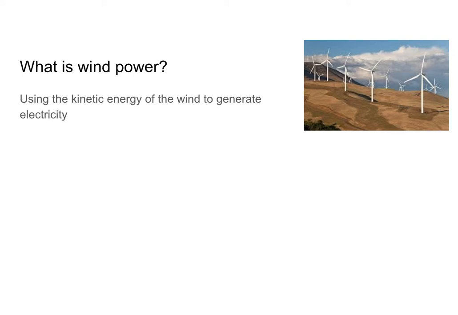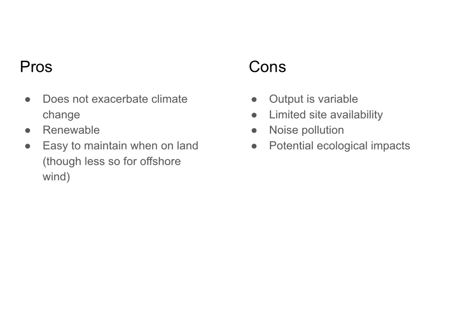So essentially, the spinning of the rotor, the blades of my wind turbine, is also spinning an electromagnet in a generator, generating electricity. So some pros. Wind energy does not exacerbate climate change. It's renewable and it's easy to maintain when on land.